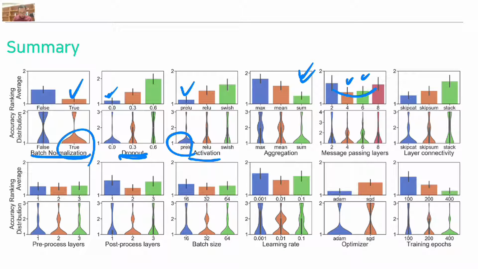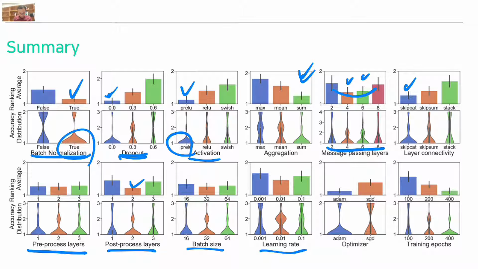but in this case we have mixed opinion, and distribution-wise it is also difficult to conclude one choice. And layer connectivity-wise, skip-cat is better. It is also what we consider pre-processing layers, difficult to choose the best number, and for post-processing, 2 is better. And batch size, we don't have the best option yet.